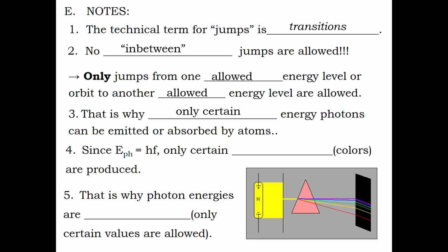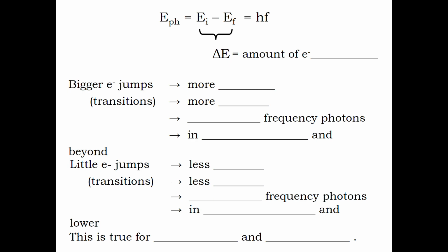Since E photon equals hf, which we learned earlier in this unit, only certain frequencies or colors are produced. That is why photon energies are quantized. Only certain values are allowed, so there are only certain frequencies where this is allowed to happen. That's why when you look at an emission spectrum, you will only see certain colors, because other colors can't be emitted.